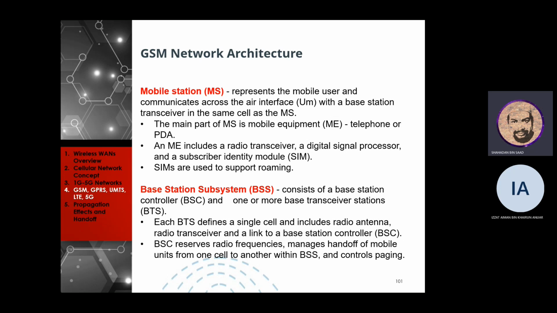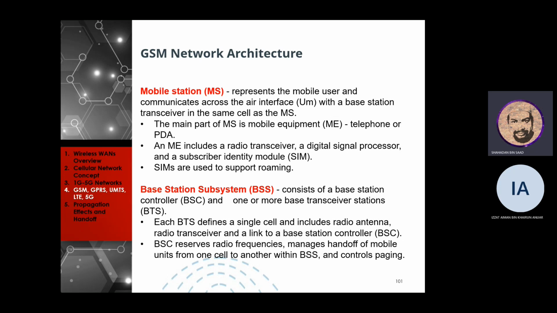Alright, so for the GSM network architecture, it has the mobile station and the base station subsystem. BSS is like the base station. The mobile station represents the mobile user and communicates across the air interface with the base station transceiver in the same cell as the MS. The main part of the MS is the mobile equipment, ME, a telephone or PDA. The ME includes a radio transceiver, a digital signal processor and a subscriber identity module, or SIM. SIMs are used to support roaming.